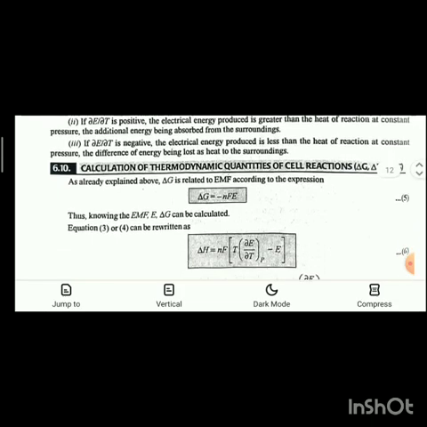If ∂E/∂T is positive, the electrical energy produced is greater than the heat of reaction at constant pressure, the additional energy being absorbed from the surroundings. If ∂E/∂T is negative, the electrical energy produced is less than the heat of reaction at constant pressure, the difference of energy being lost as heat to the surroundings.